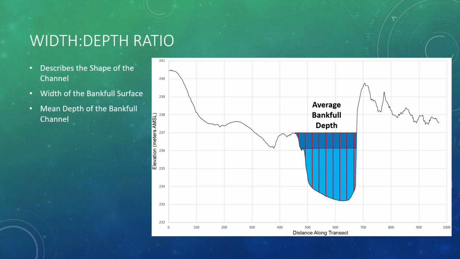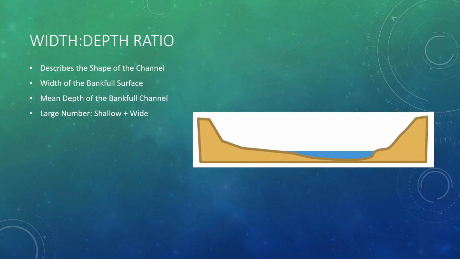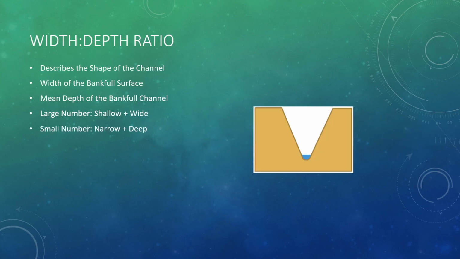Now, the easiest way to think about this ratio is that large ratios are going to correspond to wide and shallow channels. Remember that in this case, the width is the numerator. So large widths without equally large depths are going to result in high values. On the other side of that, small ratios will then correspond to narrow and deep, likely incised channels.